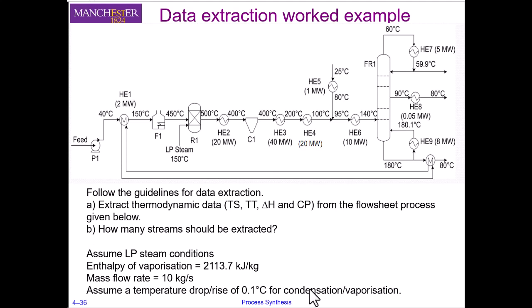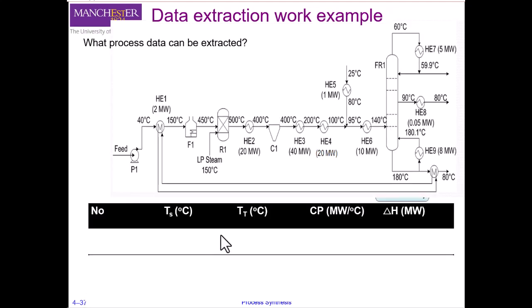And as we know, condensation and vaporization are isothermal processes, but in practice we assume a 0.1 degree decrease to perform the calculation. If we assume isothermal conditions, we will not be able to do calculations, because the simulation software will not be able to use a delta T equal to 0. So let's have a look at how we can extract the data for this process.